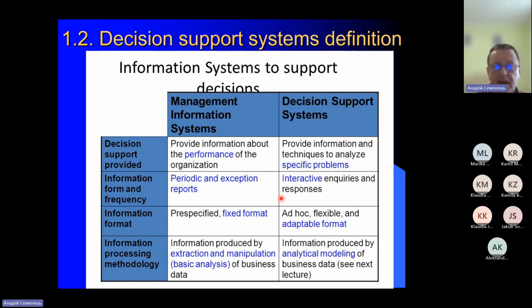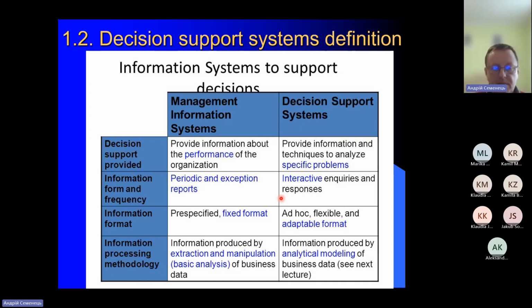With MIS, please don't mix management information system with medical information system, which uses the same abbreviation but is different and has a different purpose. In this lecture, I mostly use the MIS abbreviation to denote management information system, not medical. So, what is the difference between MIS and DSS?